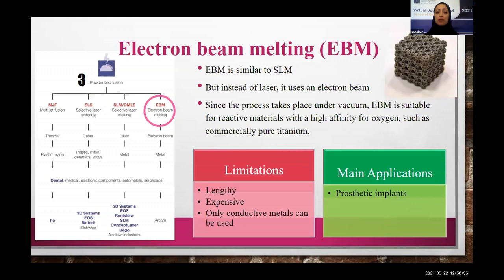EBM, or electron beam melting, is another kind of powder bed fusion. It's very similar to SLM, but instead of laser, it uses electron beam. And since the process takes place under vacuum, EBM is suitable for reactive materials with high affinity for oxygen, like CP titanium, which is used for prosthetic implants. The process is lengthy, expensive, and it can be used only for conductive metal.